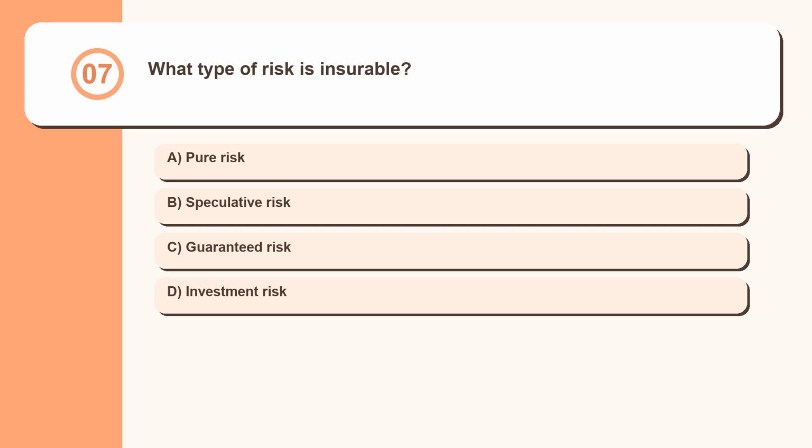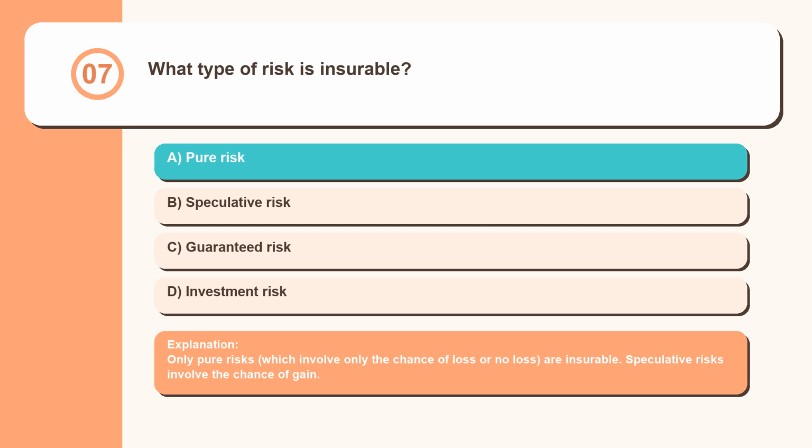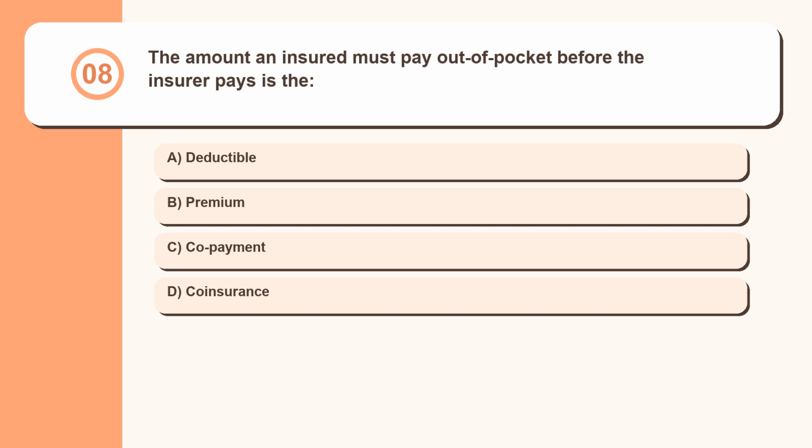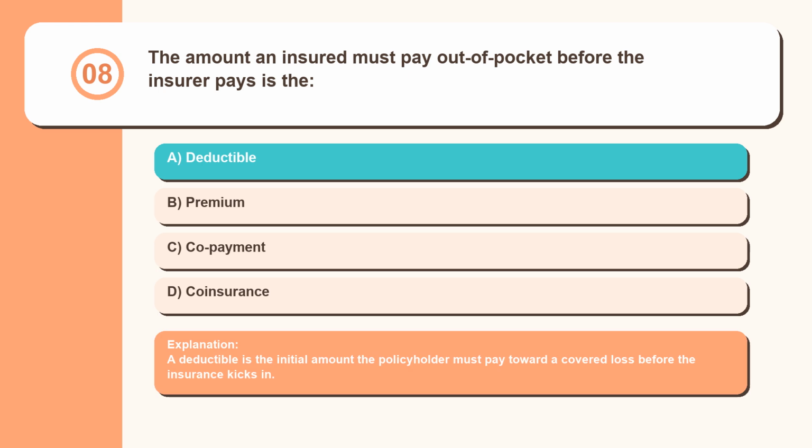Question 7. What type of risk is insurable? Pure risk, speculative risk, guaranteed risk, investment risk. Only pure risks, which involve only the chance of loss or no loss, are insurable. Speculative risks involve the chance of gain. Question 8. The amount an insured must pay out of pocket before the insurer pays is the: deductible, premium, copayment, coinsurance. A deductible is the initial amount the policyholder must pay toward a covered loss before the insurance kicks in.